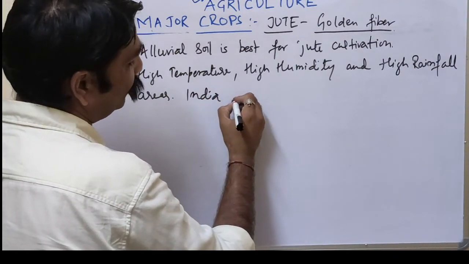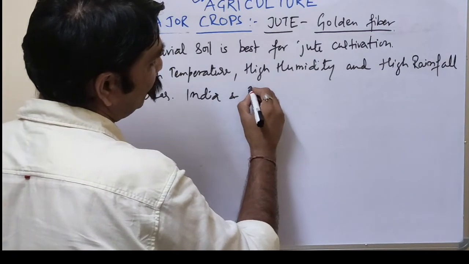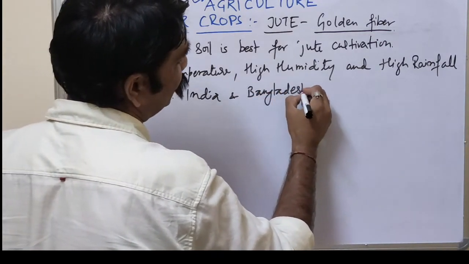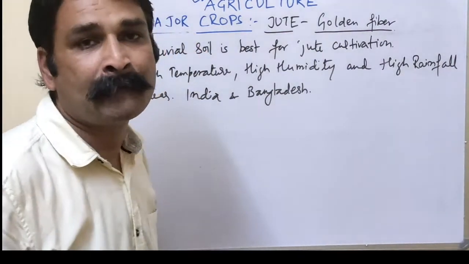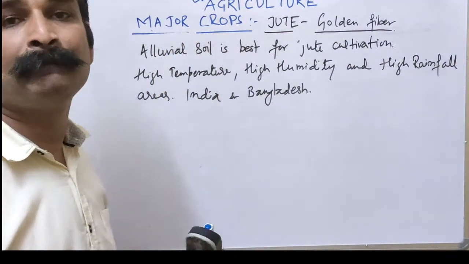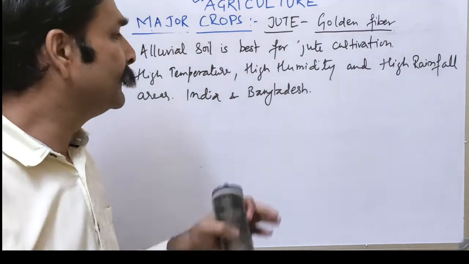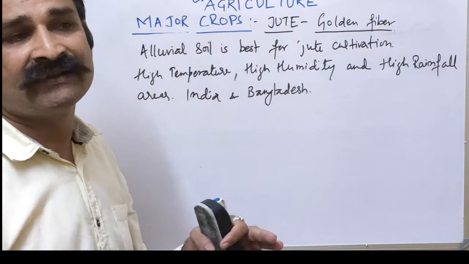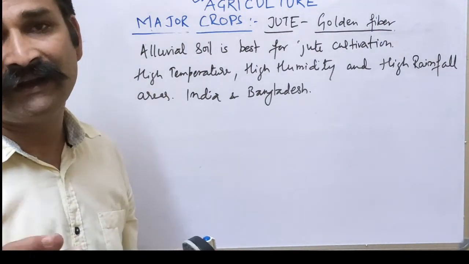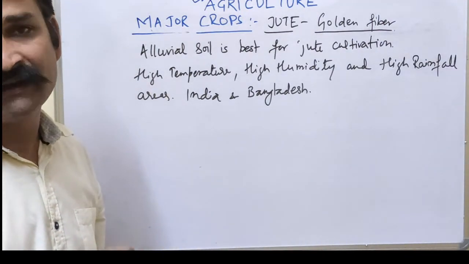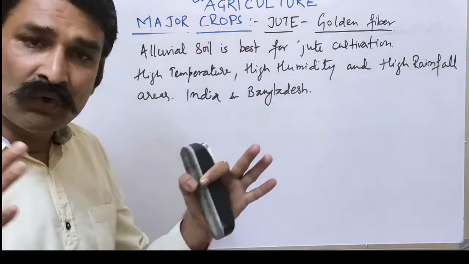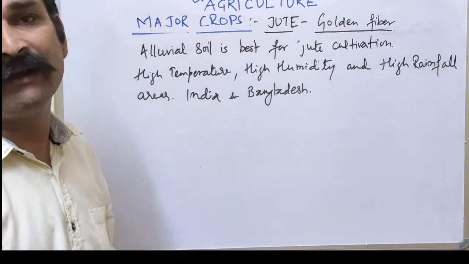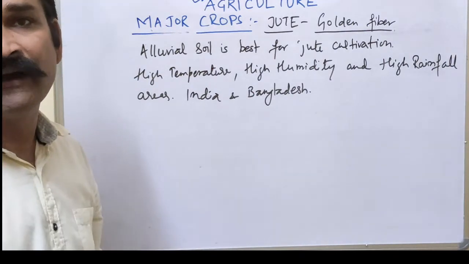The largest producers of jute in the world are India at the top, and at second place it is Bangladesh. So you must know that in the past we used to have some brown colored bags in which sugar, wheat and rice used to be stored. Those bags, which were also known as gunny bags, were made up of jute fiber.